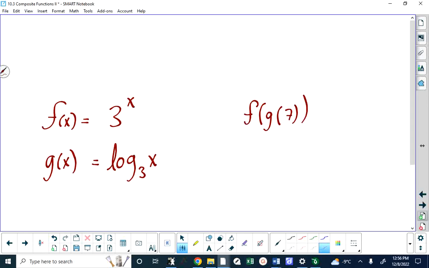Which means you're putting 7 through g, you're taking the result and putting it through f, and I'm asking you to figure out what that number is equal to. So you have to find the log base 3 of 7, and then you need to take 3 raised to that number.